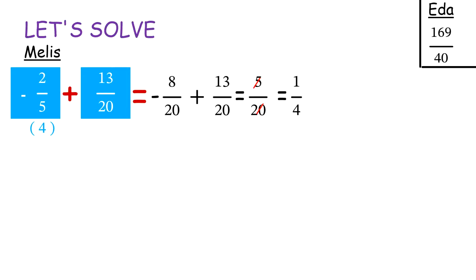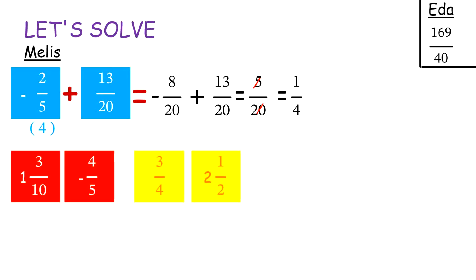Now, Melis should decide the smallest rational number which is written on the remaining cards. Let's look at the cards. Which one is the smallest? Three of them are positive and one of them is negative, so the smallest one should be negative 4/5 with no doubt. Now Melis should multiply it with her sum.